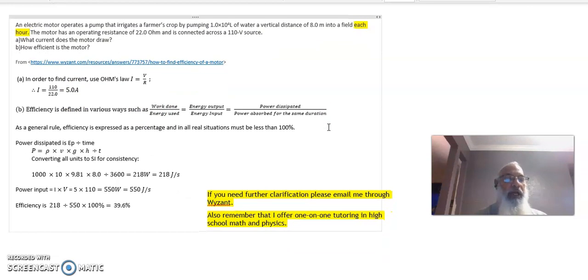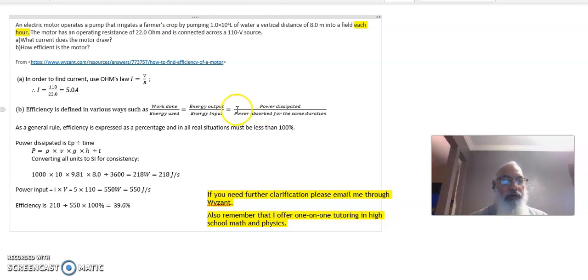The second part asks for the efficiency of the motor. Now, efficiency by itself can be defined in different terms. It all has to do with the way the energy is being consumed or how much energy that a machine or a system consumes is set out as work. So when something converts energy into work, we can talk about its efficiency as a ratio of those energies, or the work done and the energy used and so on.